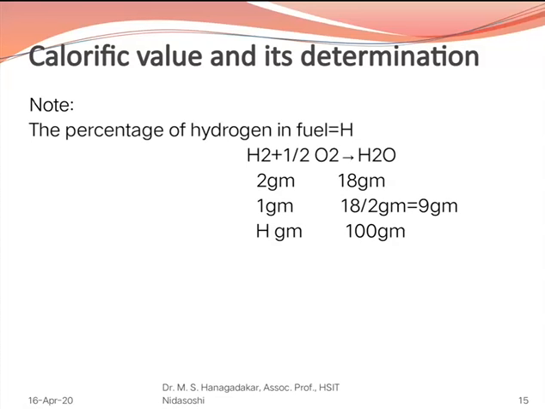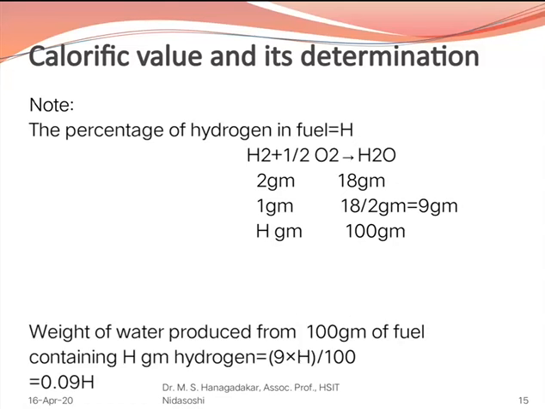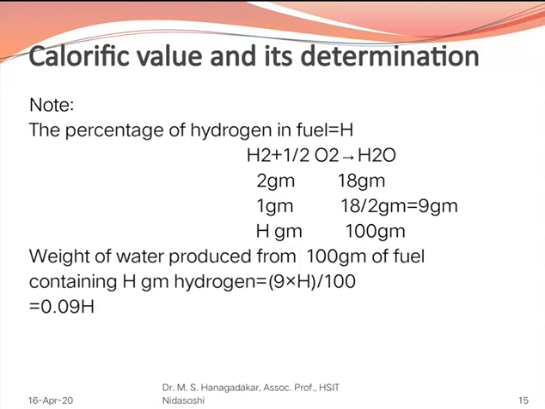In order to produce 100 gram of water, we need to use H gram of hydrogen. Hence, how can we calculate the weight of water produced from 100 gram of fuel containing H gram of hydrogen? By cross multiplication, 9 into H divided by 100. After simplification, you get the conversion factor as 0.09 into H.